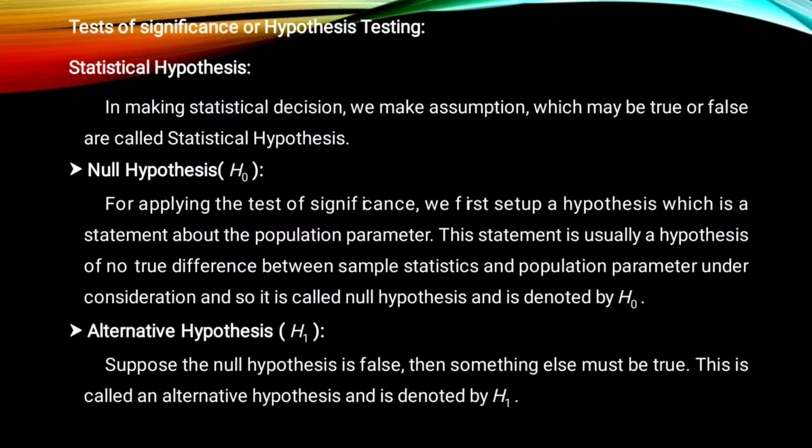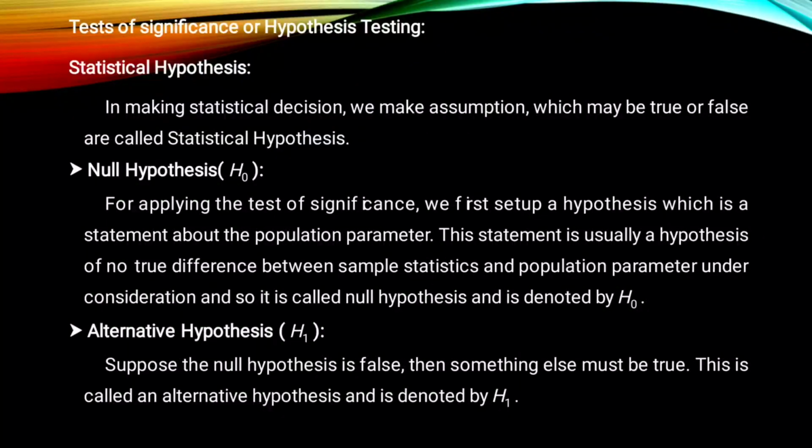Null hypothesis. Null hypothesis is denoted by the symbol H naught. For applying the test of significance, we first set up this null hypothesis, which is a statement about the population parameter. This statement is usually a hypothesis of no difference between sample statistics and population parameter under consideration. So it is called null hypothesis and is denoted by H naught.